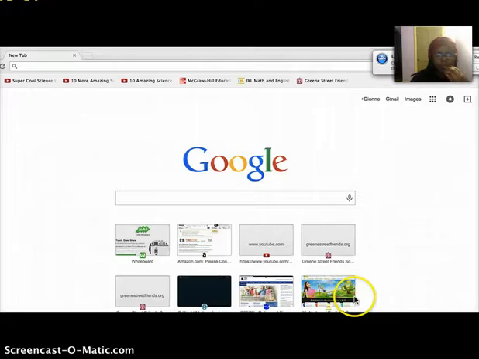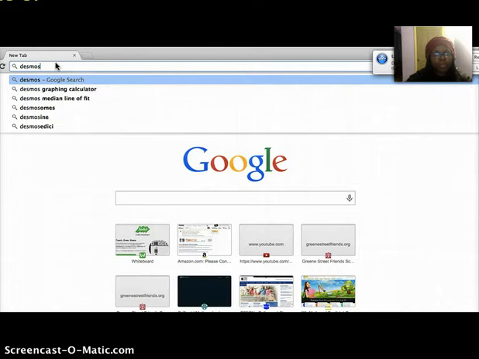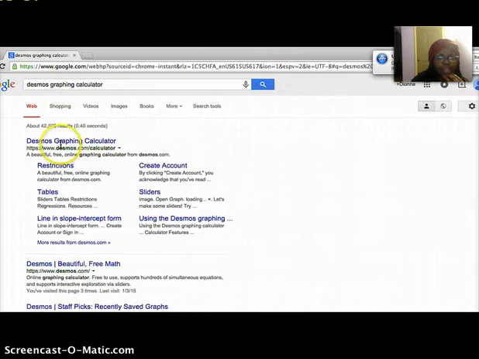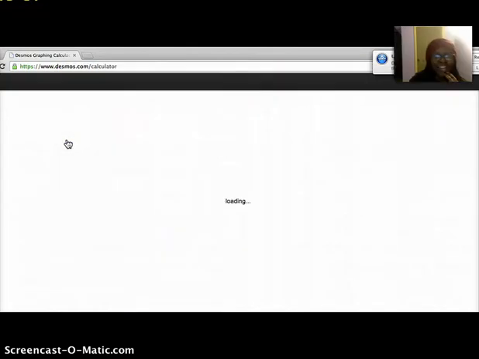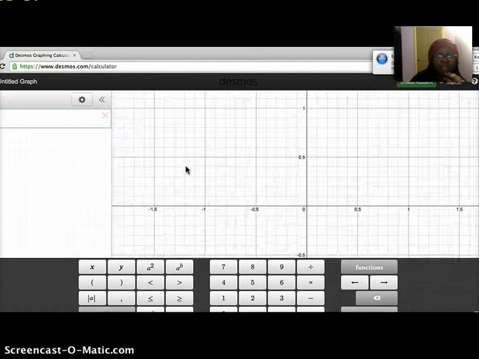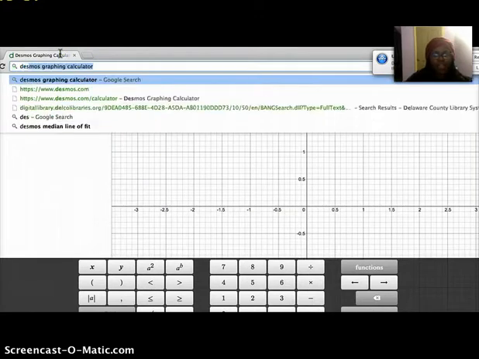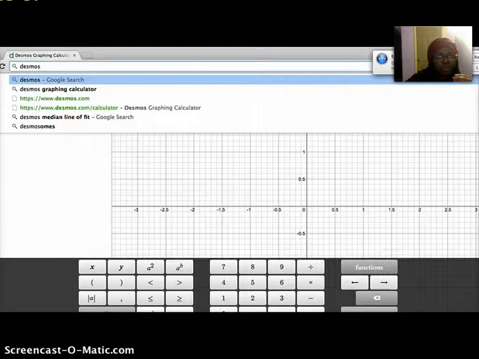Okay, so here we are in Google Chrome. Like I said, I just want you to type in Desmos, and click on graphing calculator, and you're going to get this beautiful graphing calculator. Sometimes it doesn't come up like this. I'm going to see if I can do it again and see how you may get it up. Desmos.